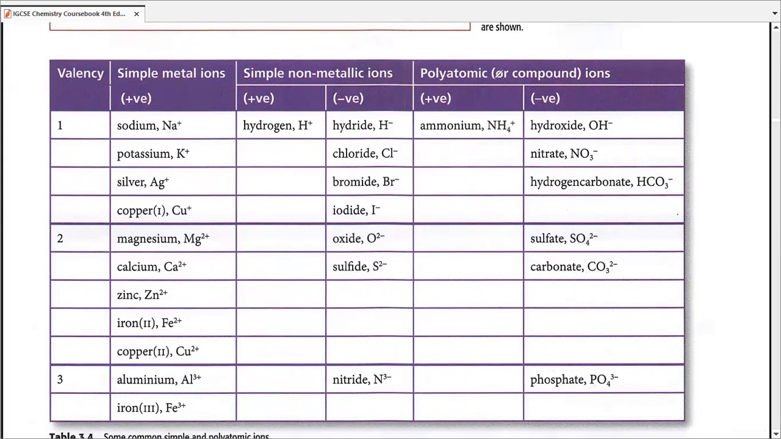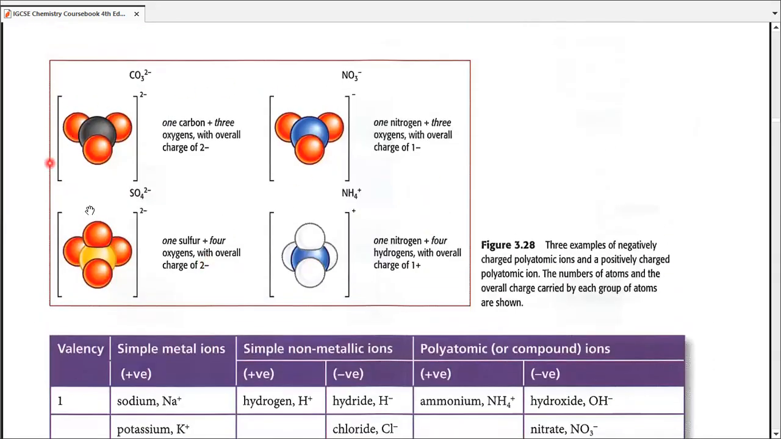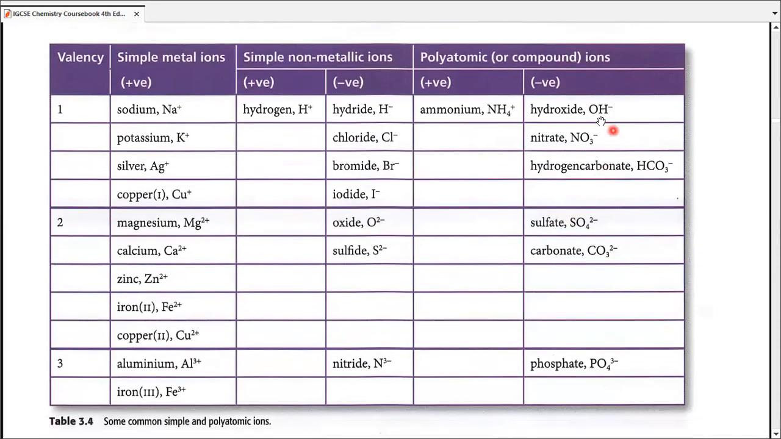Okay, sir, you are not supposed to draw the structures or these models of polyatomic ions. This is just for information. So you are not supposed to remember any of this. The only thing you're supposed to memorize is the name of the polyatomic ion and the formula.